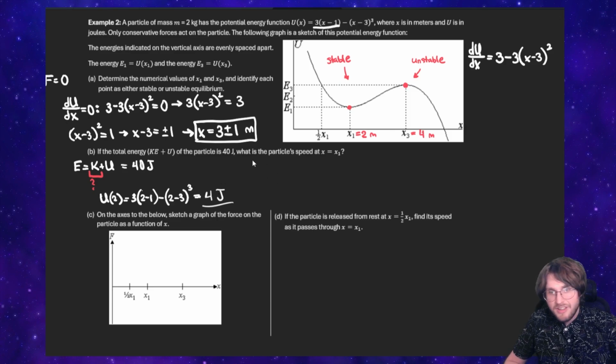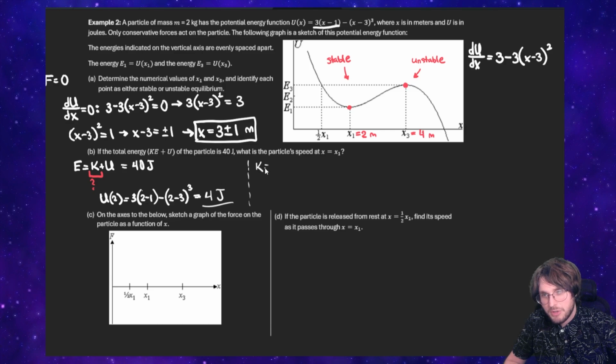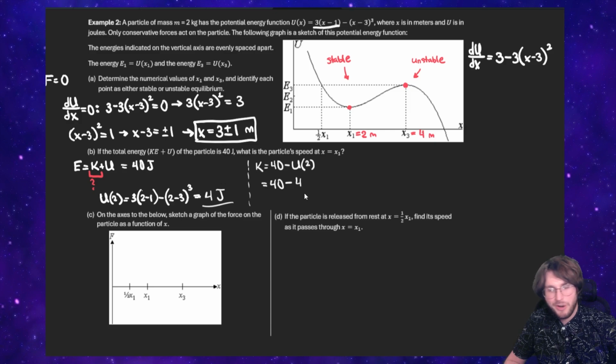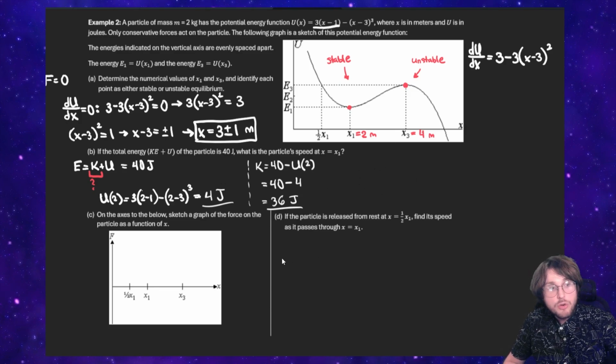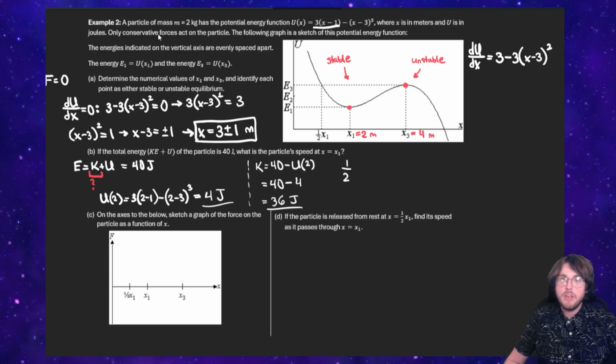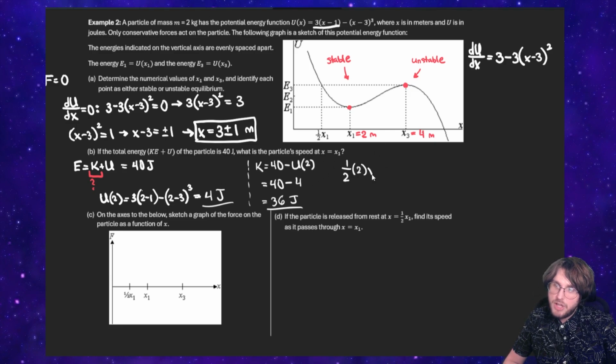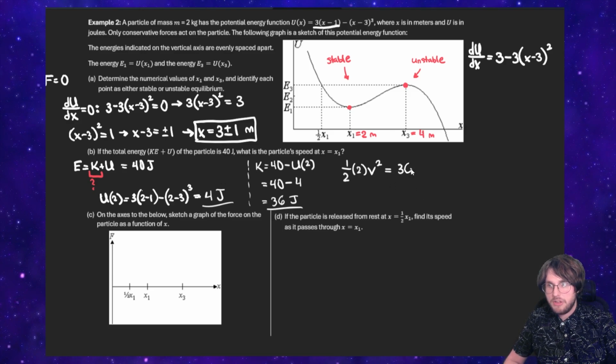And now with that, we can go ahead and solve for our kinetic energy, because K will equal 40 joules minus the potential energy at a position of 2 meters. So that will be 40 minus 4, which is about 36 joules total. So because we have 36 joules of kinetic energy, all we need to do is equate that to the formula for kinetic energy, which is 1/2 mass times velocity squared. So our mass is 2 kilograms, and the velocity is what we're solving for, so it's okay to leave that there. Now all of that is going to equal 36 joules.